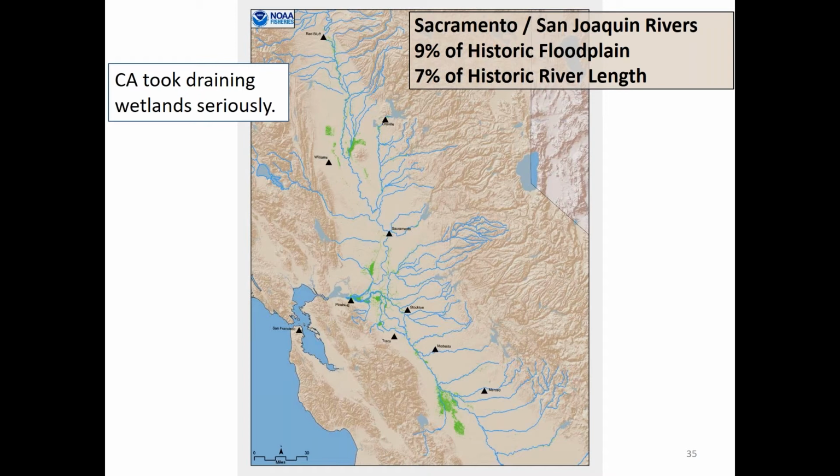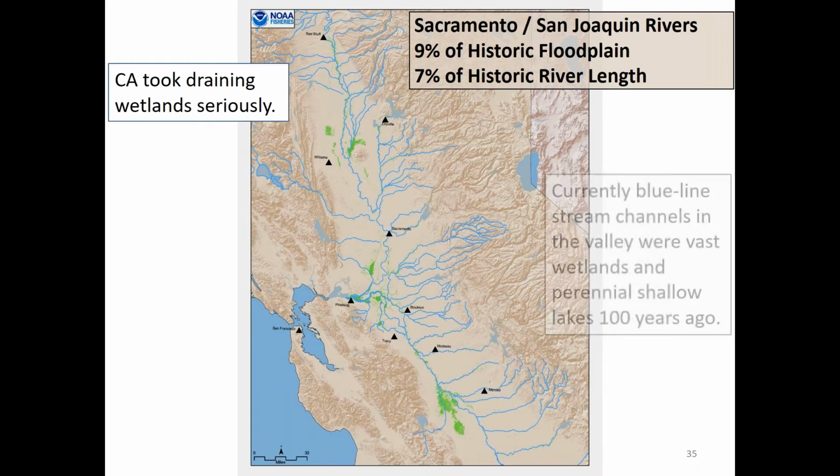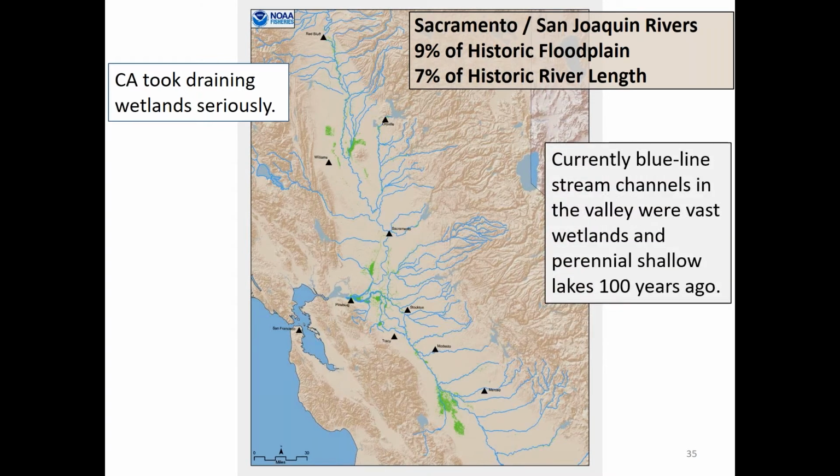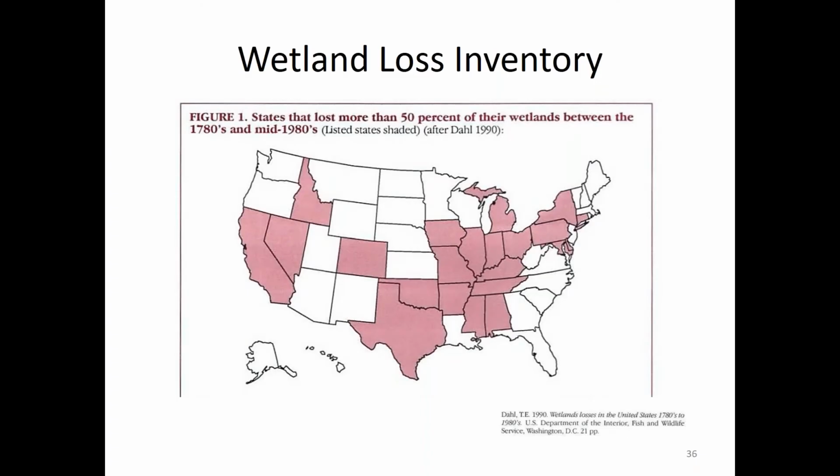So California really took draining wetlands seriously, in part because it's of course a great growing climate, with large population growth and opportunities there, and really large wetlands to work in. And so the blue line stream channels in these valleys actually were vast wetlands and perennial shallow lakes only 100 years ago. So you can imagine the ecosystem changes that this has brought to the Central Valley. These red states show states that have lost more than 50% of their wetlands between 1780 and 1980. And Idaho is one of those red states.